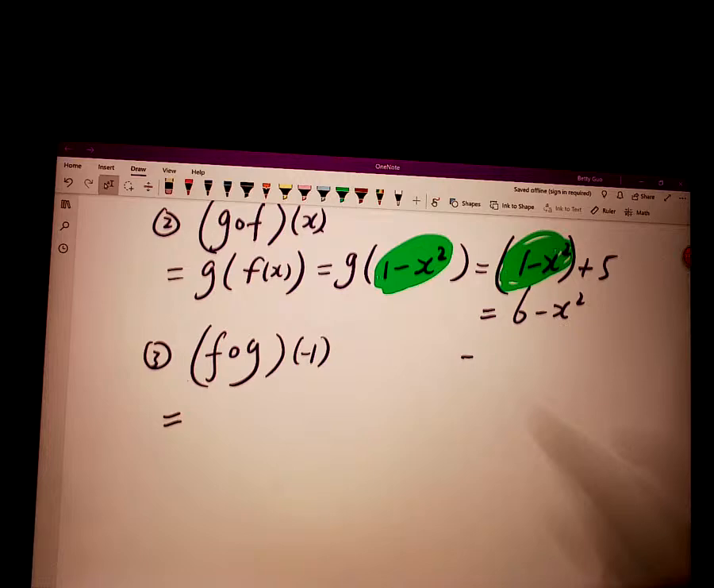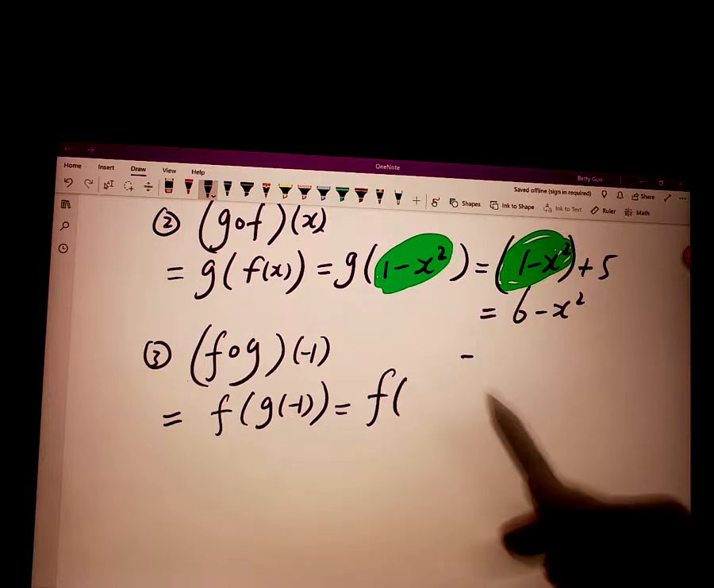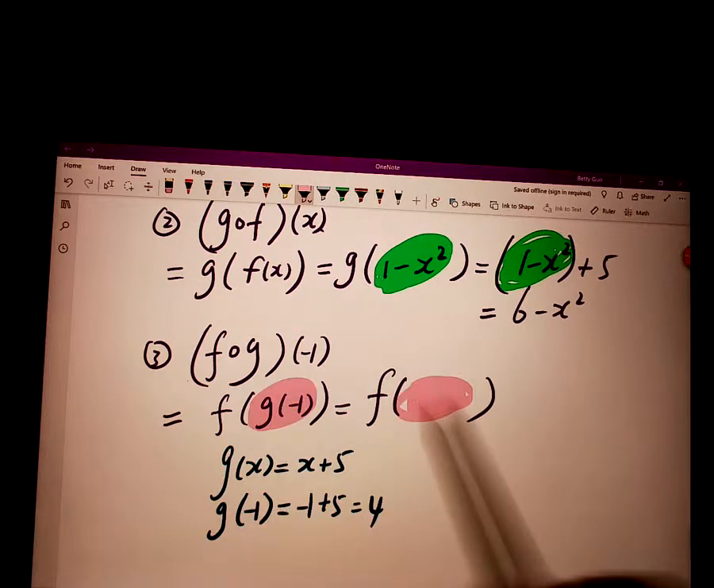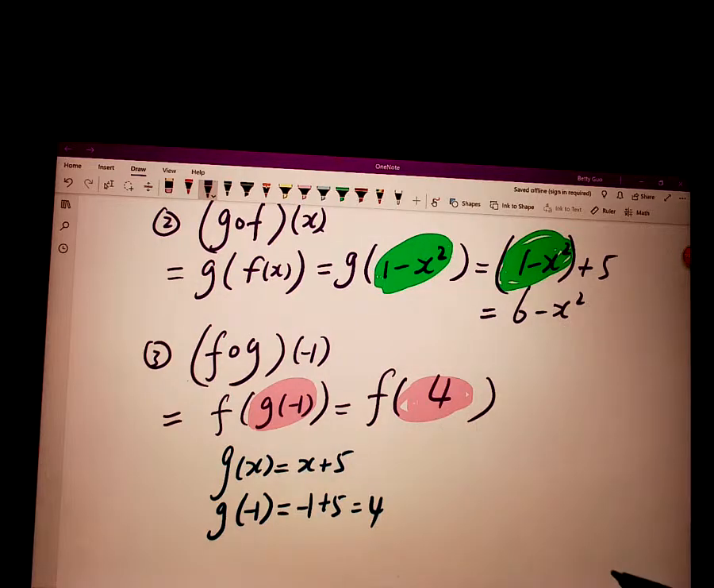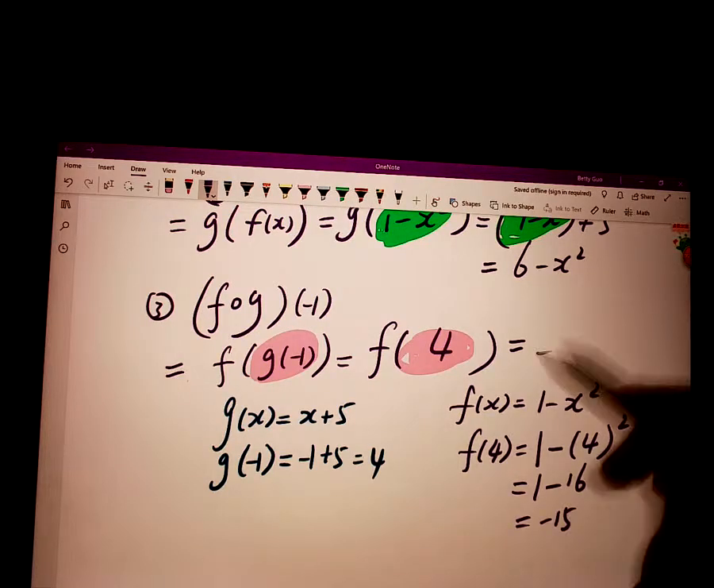What does that mean? That means the value of the composite function, where we are looking for the output of this composite function when the input is negative 1. Still start from the inside. G of x is x plus 5. Then what is g of negative 1? It is just 4, right? So far so good? And what is f of 4 now? F of x equals 1 minus x squared, so 1 minus 16, negative 15.